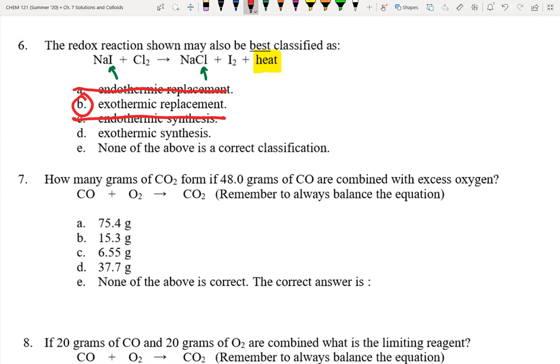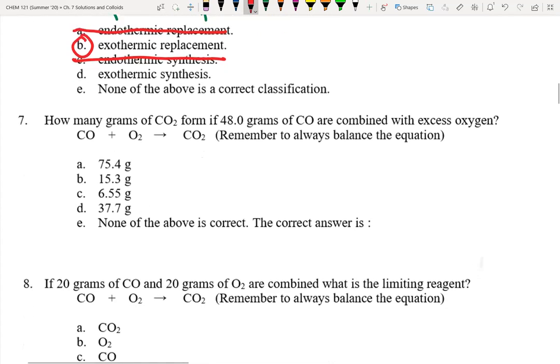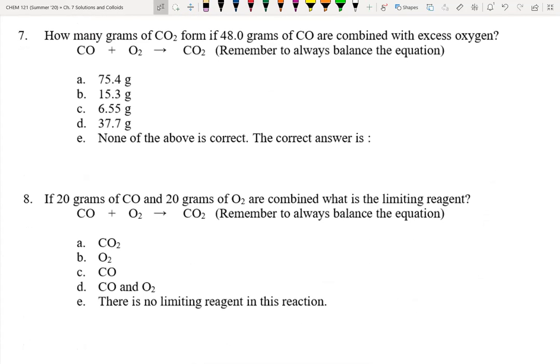So it would be best described as a replacement. All right, let's do the next one. This one's a little bit harder. How many grams of CO2 form if 48 grams of CO are combined with excess oxygen? And it says to remember, always balance your equation. So let's first balance it.